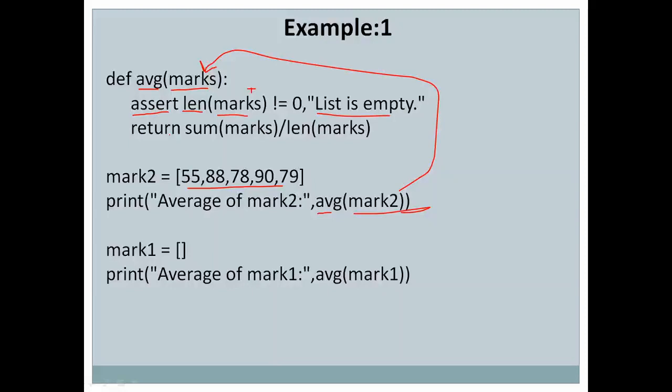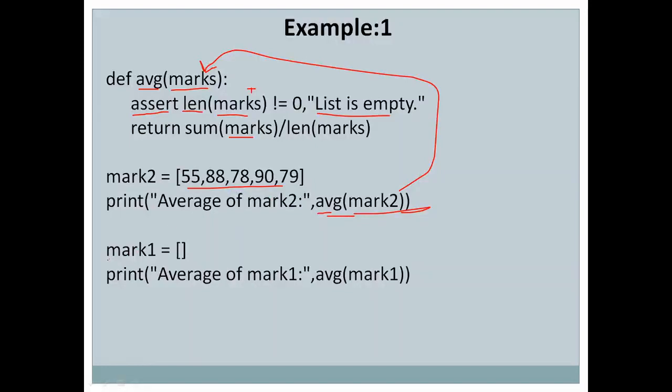Directly it moves to the next statement, where it returns the sum of marks, meaning the sum of all these numbers 55, 80, 88, 78, divided by the length of the marks. So marks contains these values, so length will be 1, 2, 3, 4 and 5. It will divide the addition of all this by 5, and the result is written back here, and as it is in the print statement, it will print the result.